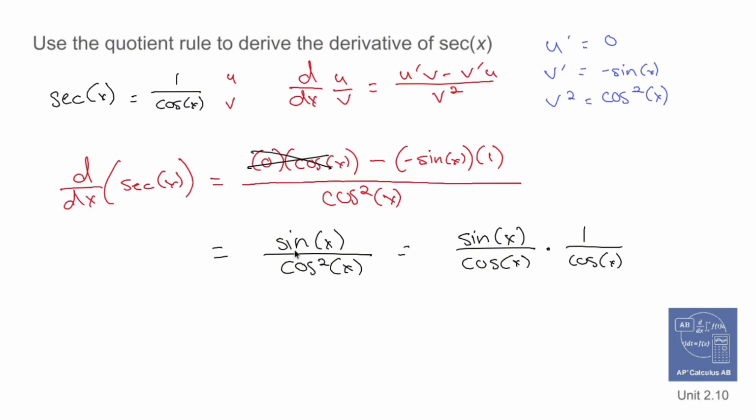Because I'm trying to think, all right, there's got to be a way that I can simplify this, and there is. If I say sine over cos, I know that sine over cos is tangent. And I know that 1 over cos is secant. And so when all is said and done, I have my answer. The derivative of secant x is tangent x secant x.